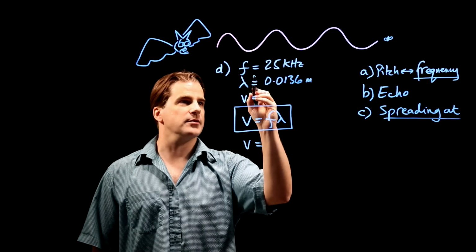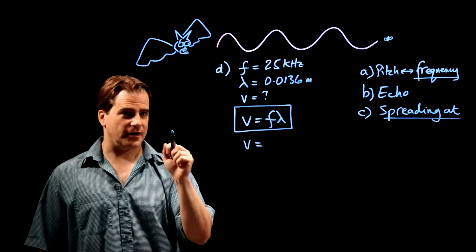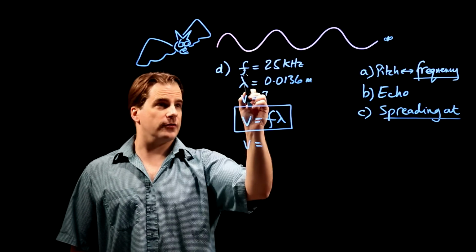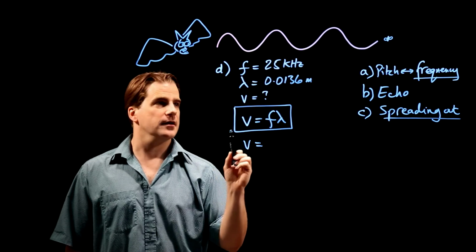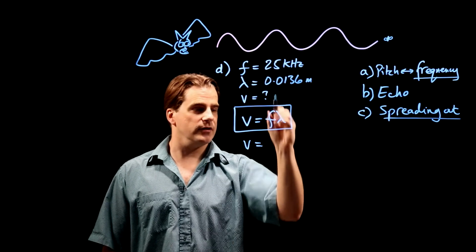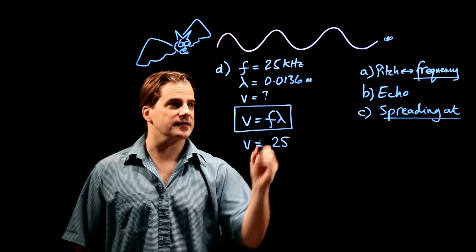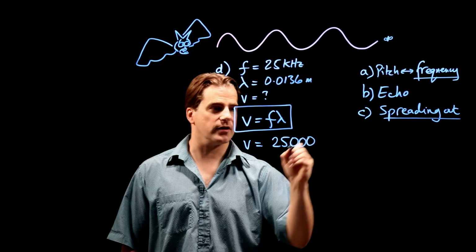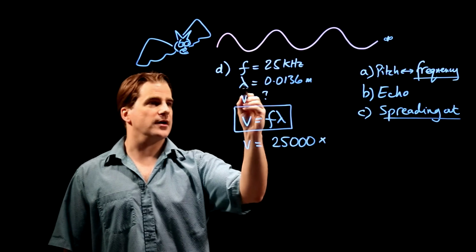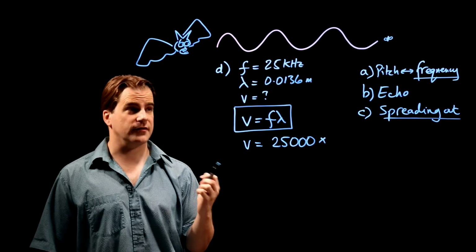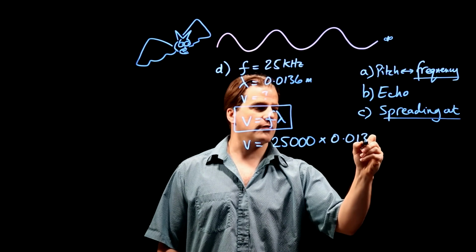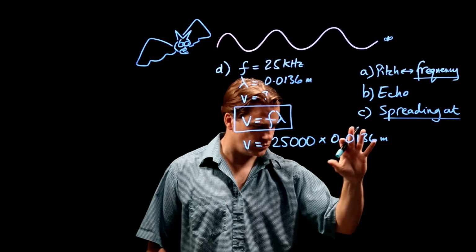Velocity is frequency. Right. Don't dive straight in and put 25. You've got to think about the units. Units of frequency should be in hertz. But they've given us the frequency in kilohertz, so we have to rewrite that in hertz. So 25 kilohertz, kilo is 1,000, so it's 25,000 hertz. Okay? Velocity is frequency times wavelength, which should be in meters, and they've given it to us in meters, so that's fine. You can leave it as 0.0136 meters.